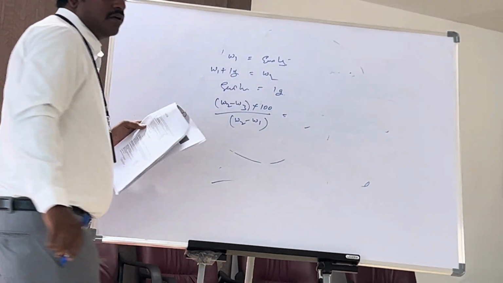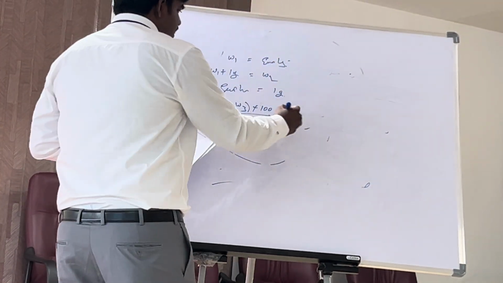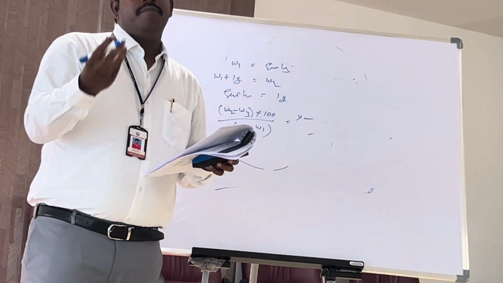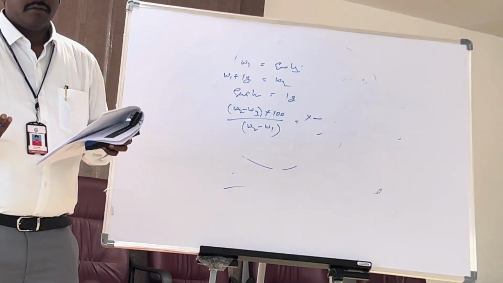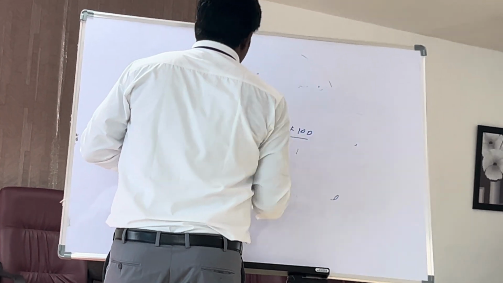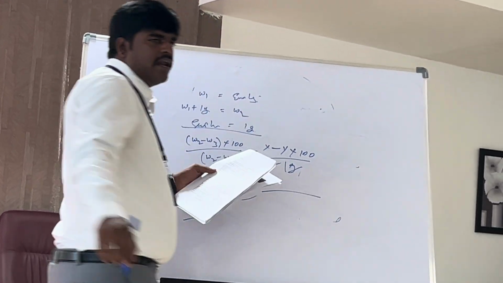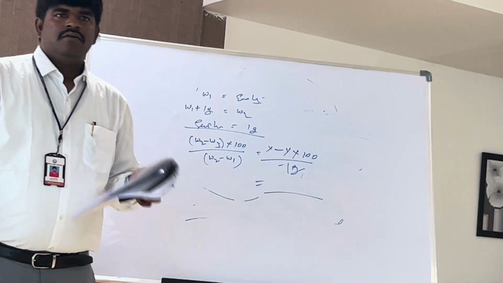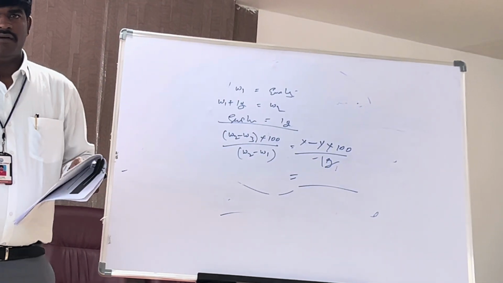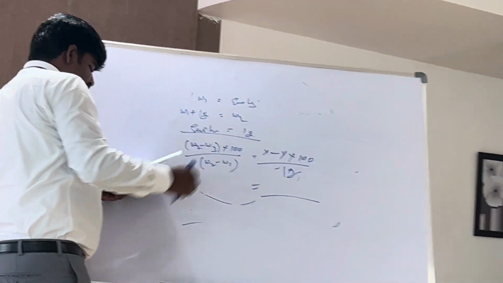So W2 means what? Crucible plus sample. You will get X weight minus after drying. Normally what will happen? After drying, the compound may lose something. So that is called Y into 100 divided by whatever the sample weight you are taking, 1 gram. You can write that. Then you will get the LOD value. Understood? So LOD means you take a certain amount of the compound and dry it with the required time and temperature, and again you need to weigh and calculate it with this formula.